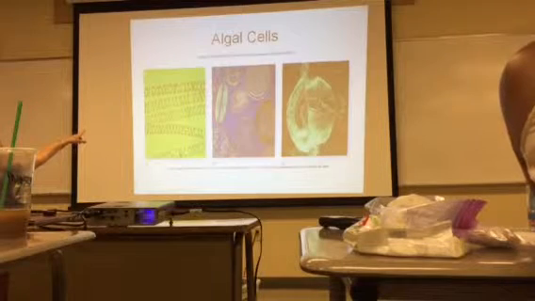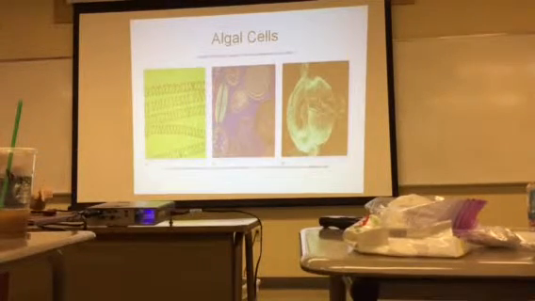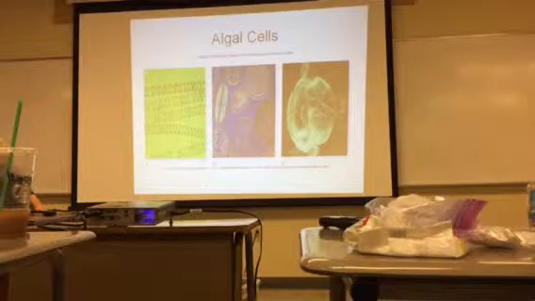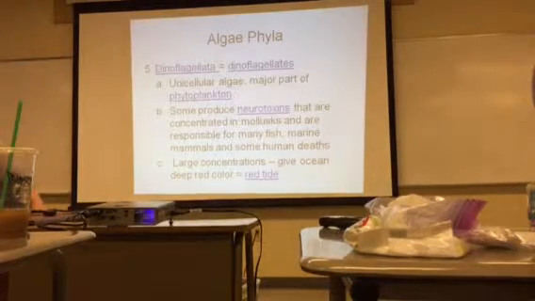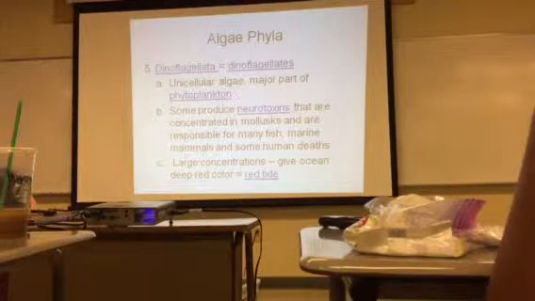Here's the Spirogyra that I was telling you about. The chloroplast winds around inside the filament. More diatoms. This is a dinoflagellate, which is a different type of algae and makes different types of toxins. So Dinoflagellata, which are the dinoflagellates.